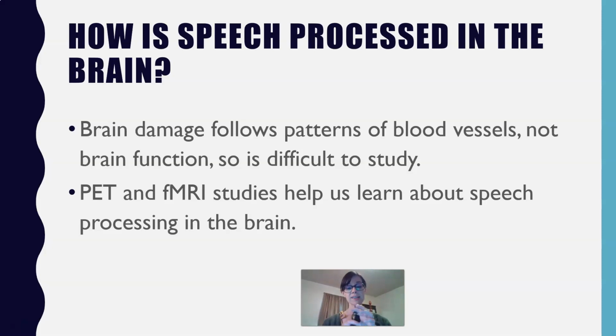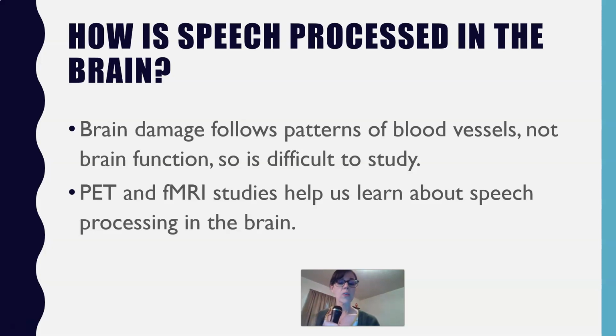Now, a very common type of brain damage that happens in the temporal lobes is usually due to a stroke. Many of the major cerebral arteries cluster around the temporal lobes, and because of that, brain damage will typically be due to patterns of blood vessels rather than brain function. So, brain damage will often follow a pattern of blood vessels and not really brain function itself.